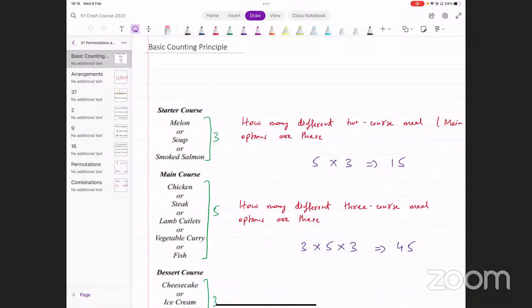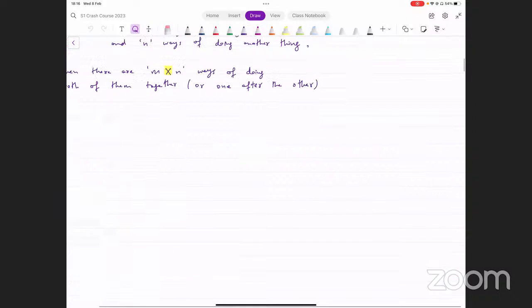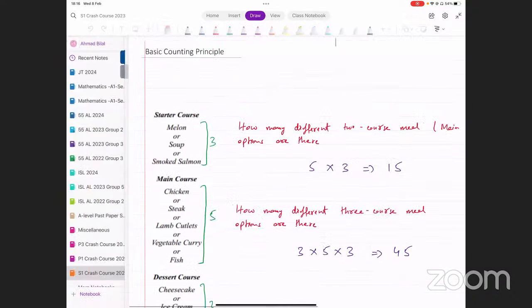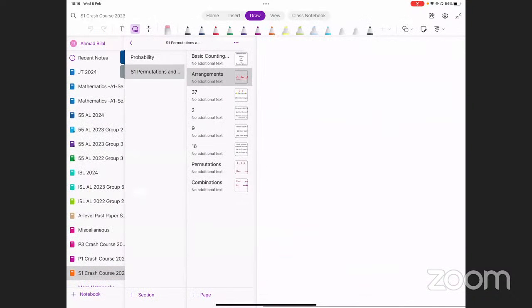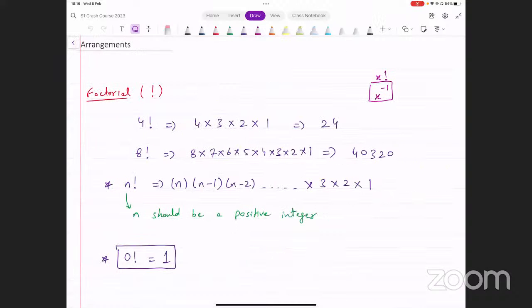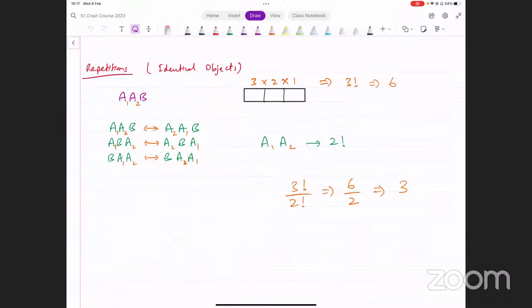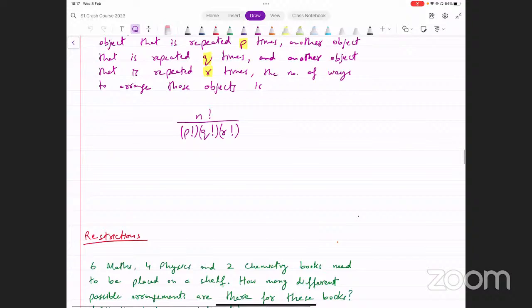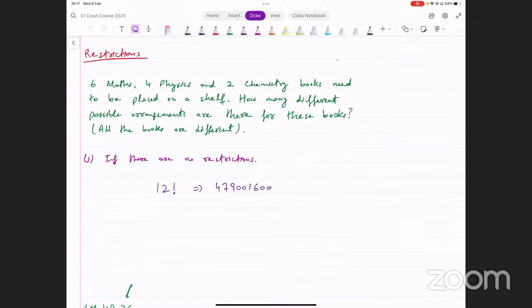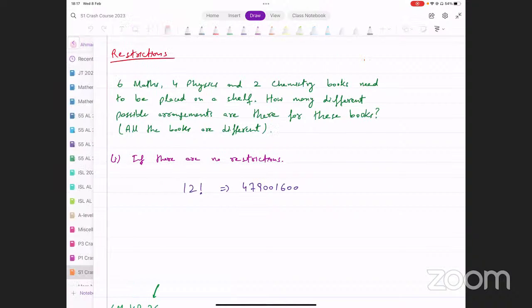So we were doing permutations and combinations, and we were done with a number of concepts already. We started with the basic counting principle, and then we talked about arrangements. There were a number of different things I did with arrangements. For example, we talked about how to handle repetitions, identical objects. We also talked about a number of different types of restrictions that can be there. We want some things to be together or we want something separated.